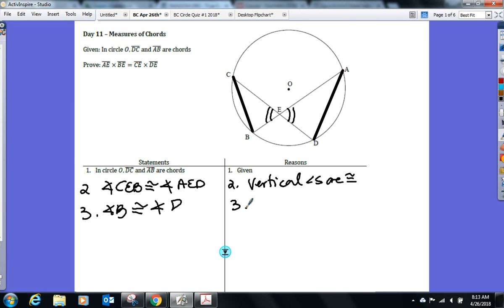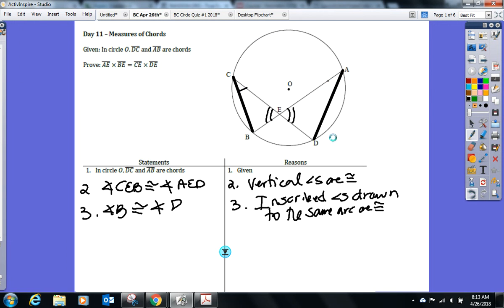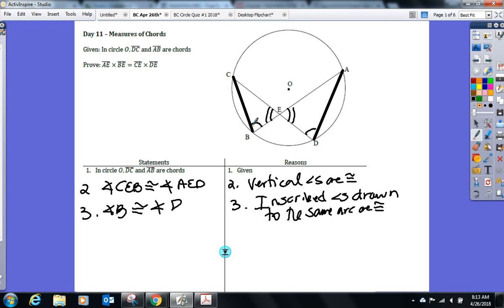Why? Well, they're inscribed angles, so we'll start there. Inscribed angles drawn to the same arc are congruent. Nice job. Now you have two pairs of angles. Now you know the triangles are similar.